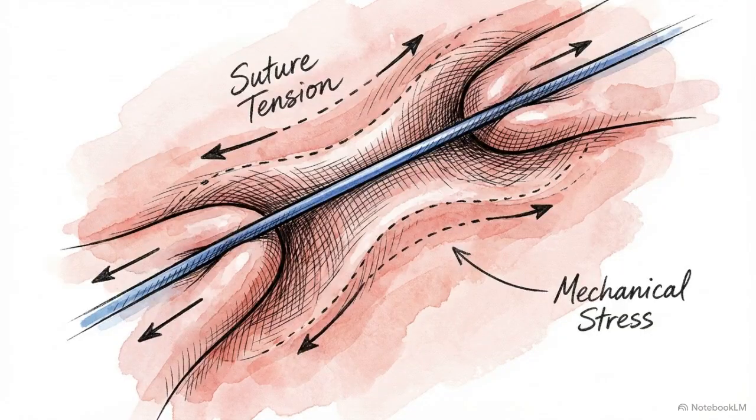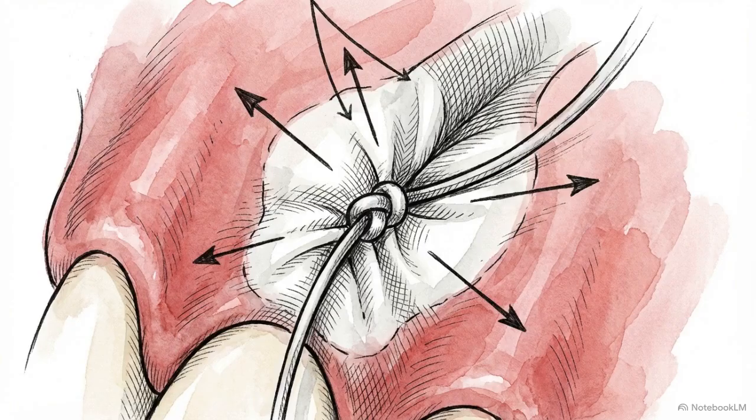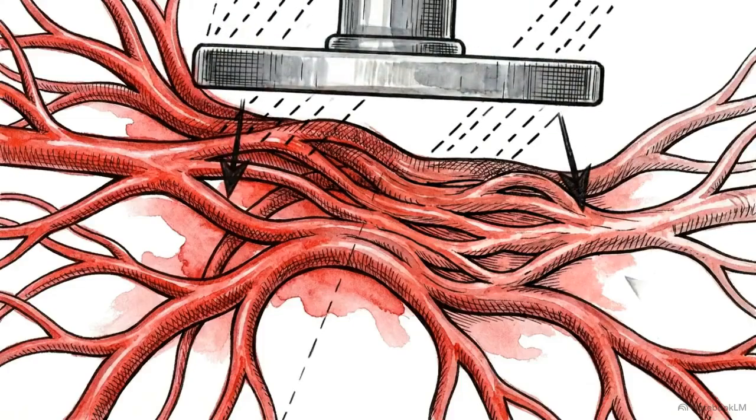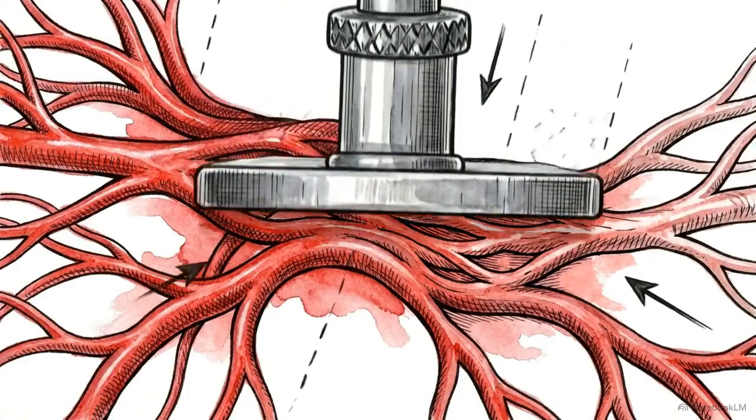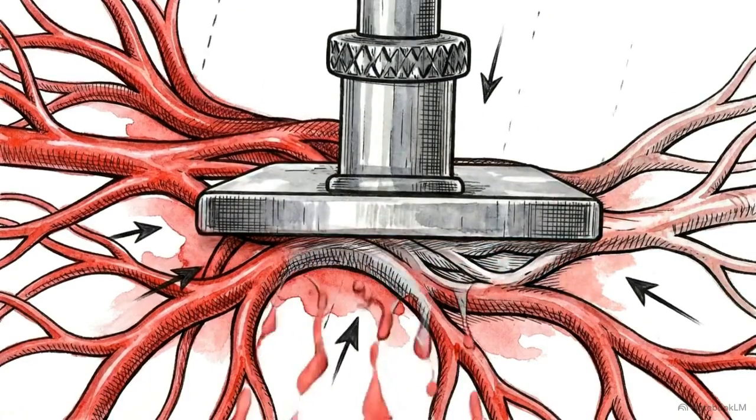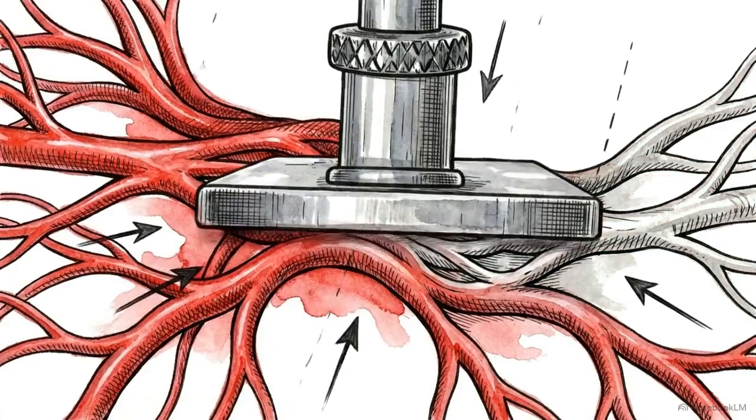The absolute cardinal rule of periodontal suturing is the avoidance of excessive mechanical tension on the approximated tissues. The immediate visual warning sign of excessive tension is tissue blanching, where the gums turn white around the suture. Blanching indicates a complete cutoff of local vascular supply. If blood vessels are crushed, the tissue undergoes necrosis and dies, leading to complete suture loss.